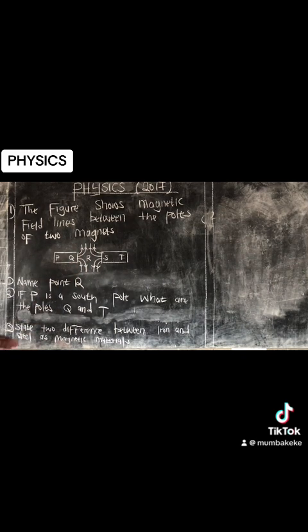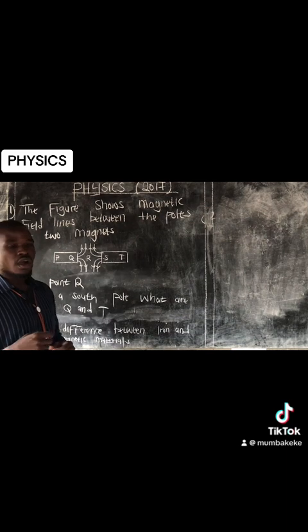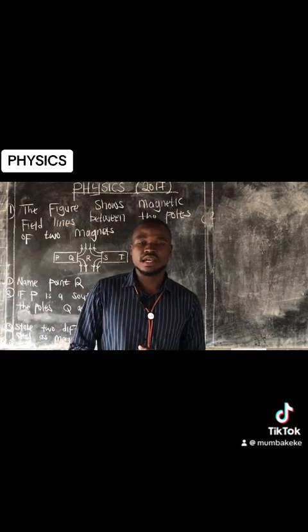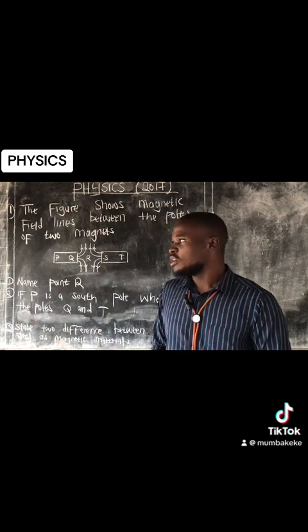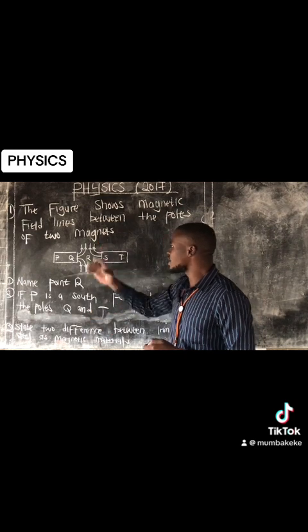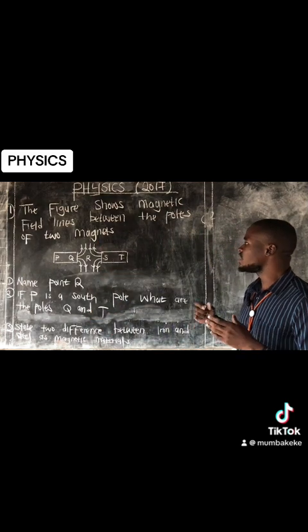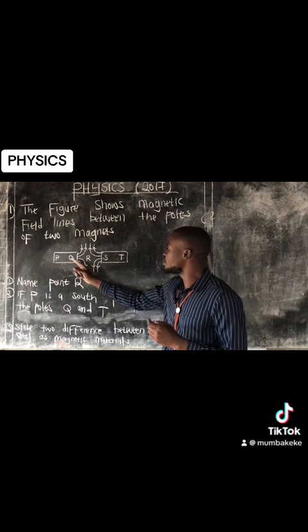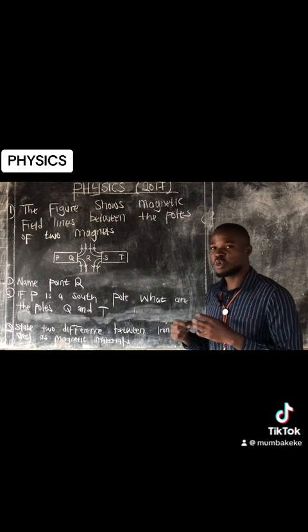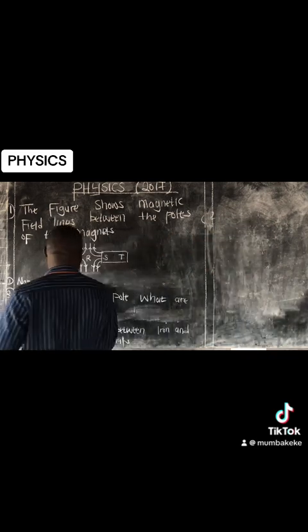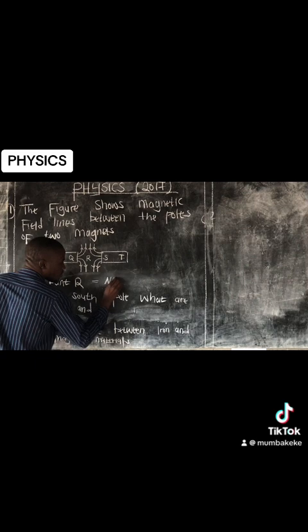The first question says, name point R. This point here, between the two magnets. To name this point, you need to know what the law of magnets states. It states that like poles repel and unlike poles attract. When you look at how these magnetic field lines are moving, you can tell that there is a repulsive force between the two magnets. Meaning, point R here is the neutral point. So to name point R, we can say point R is the neutral point.